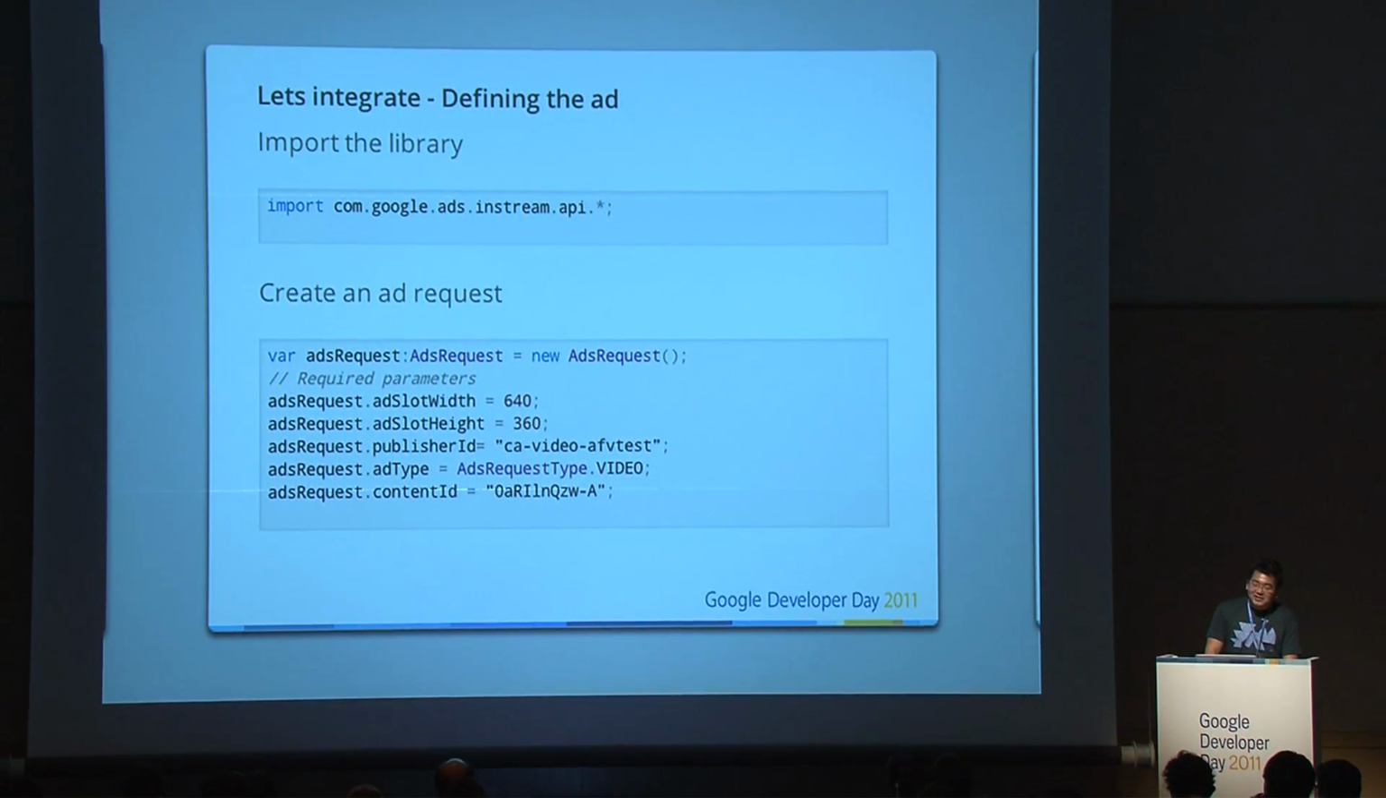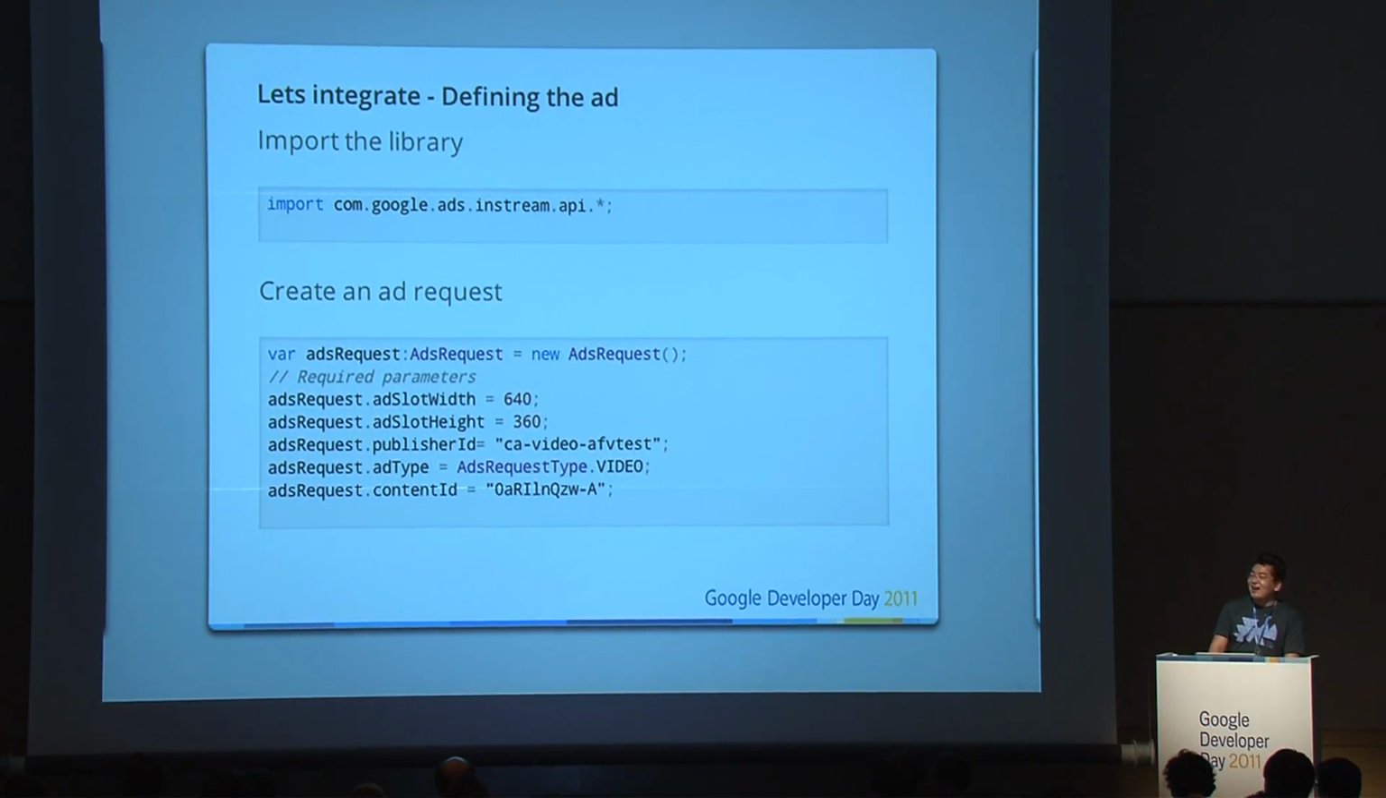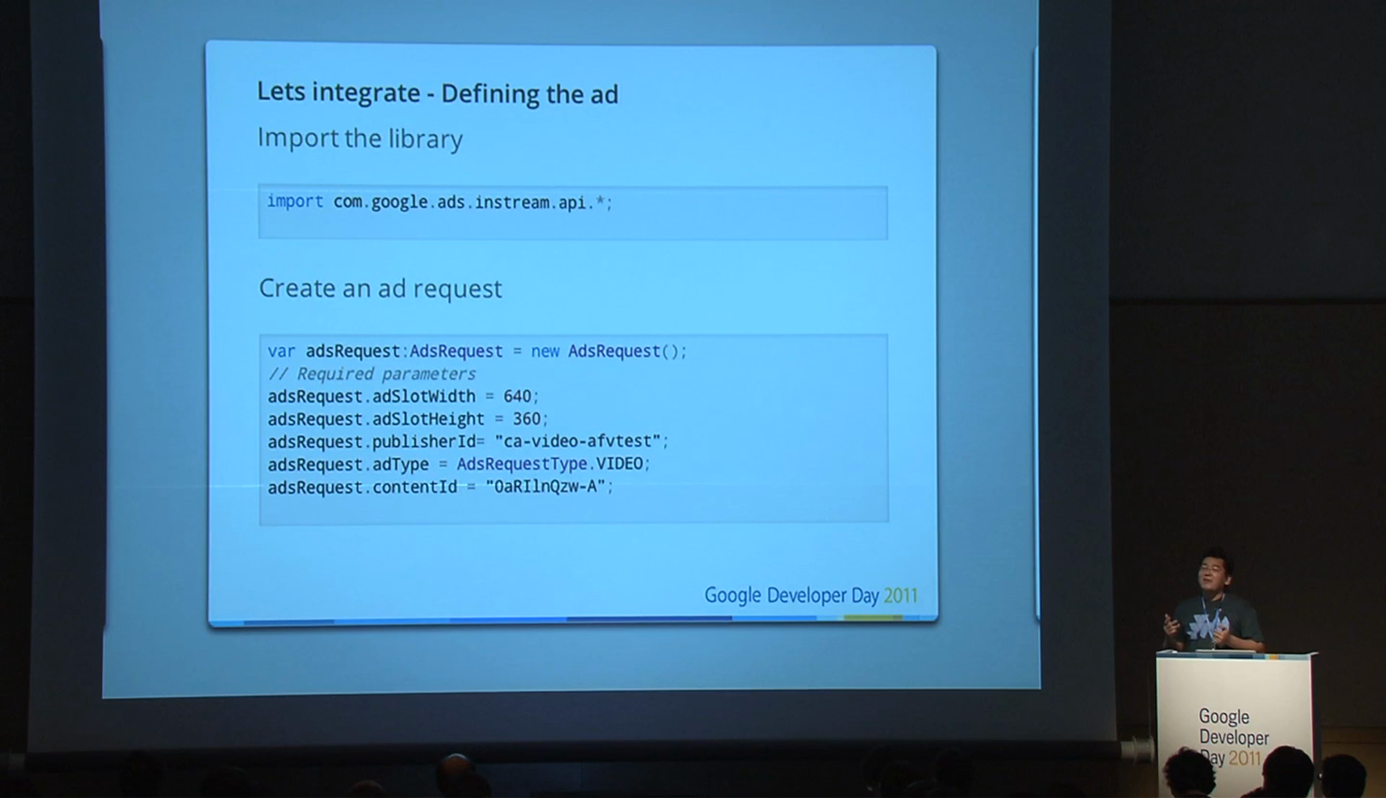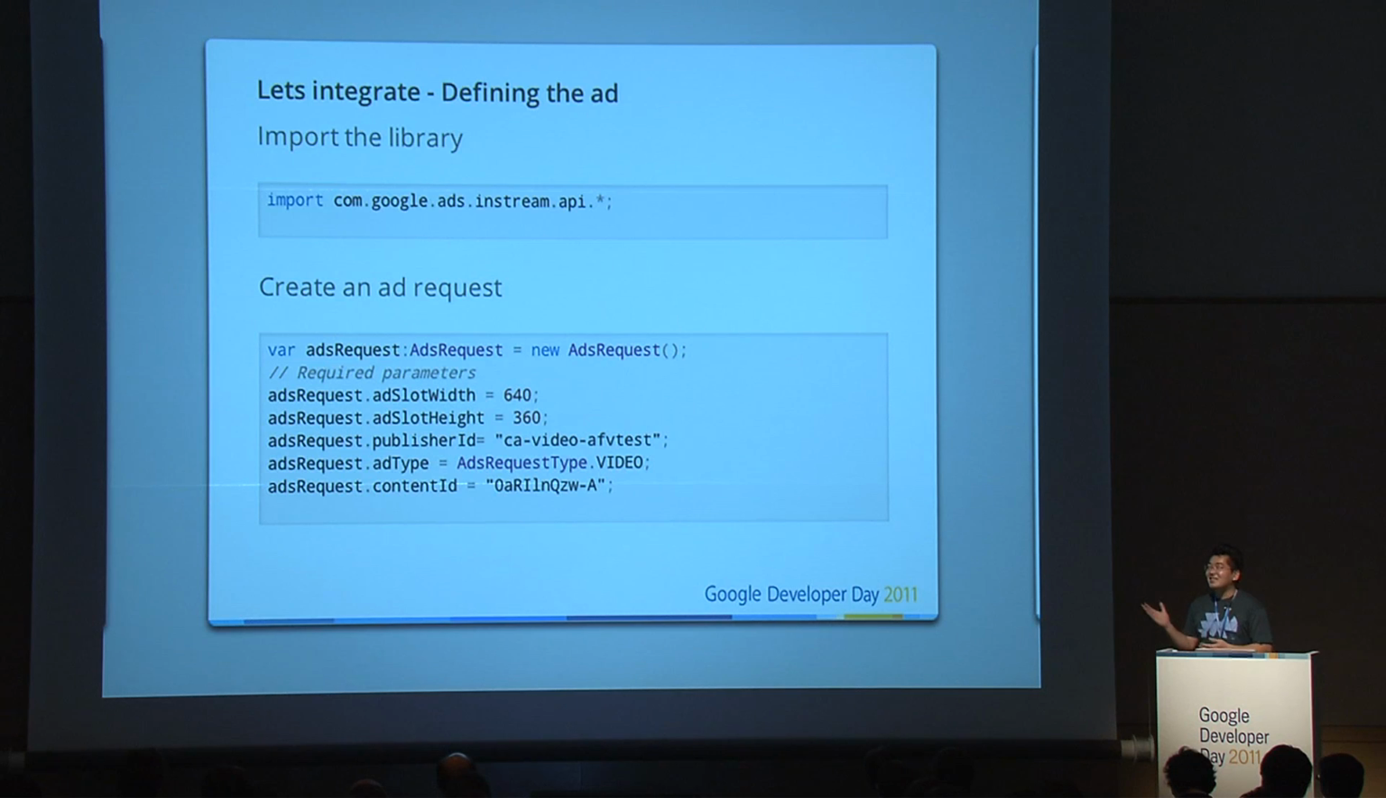So how do we do this? Well, this right now is only in Flash. So all of this is in ActionScript 3. We're working on providing an HTML5 library as well. But for the time being, this code sample is in Flash. I apologize. The first step is to import the library itself. So we're importing the com.google.ads.instream API.